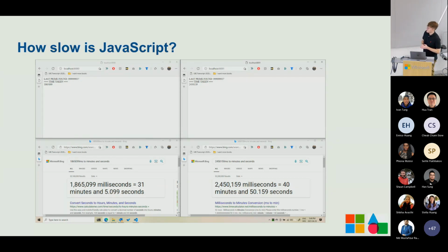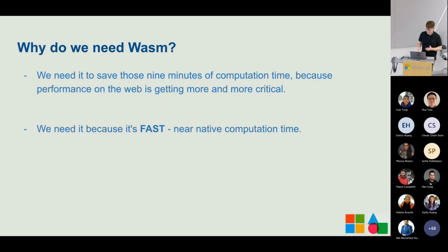To demonstrate, I prepared a little example, which we're not going to run live because, as you can tell on the bottom, it took 31 minutes and 40 minutes. So we won't do that here. This is a little program, depending on how you're looking, on that side, the 31 minutes one, that is a C++ program that is compiled to WebAssembly. To find all prime numbers from 3 to 1 billion, it took 31 minutes. And with JavaScript, it took 40 minutes. So when people ask me, why do we need Wasm? This is a good example. We need it to save those 9 minutes of computation time.